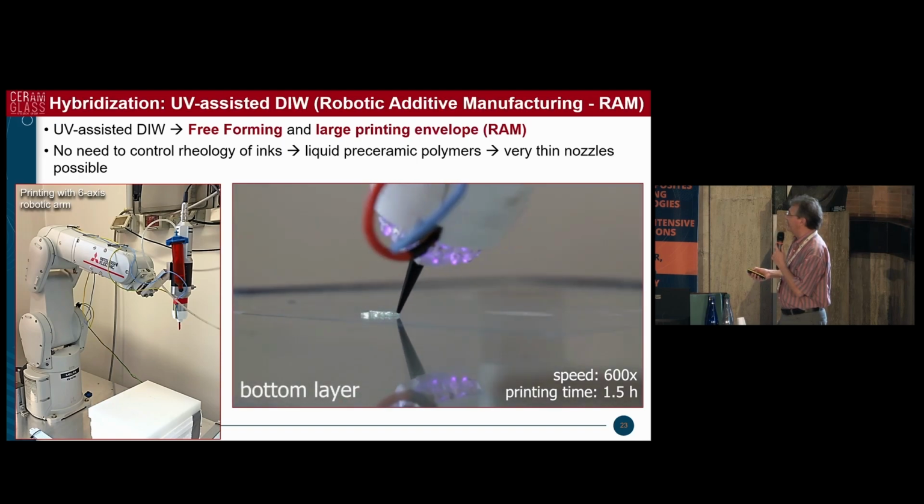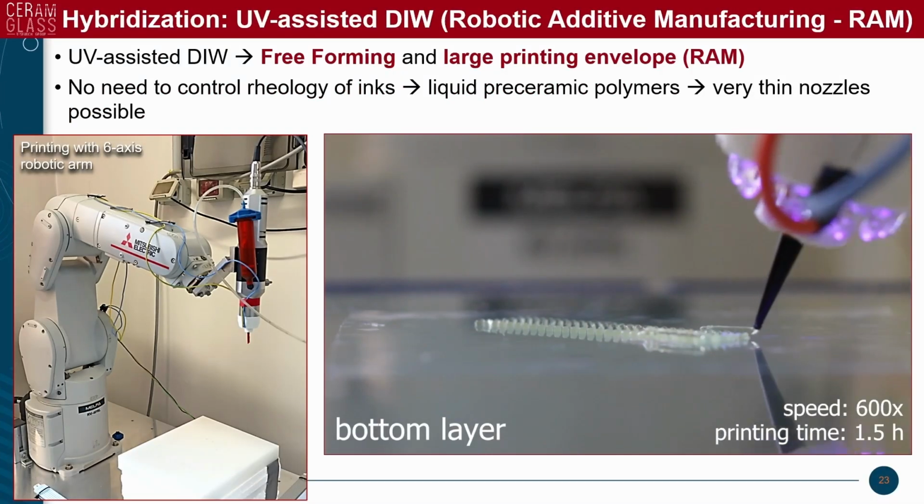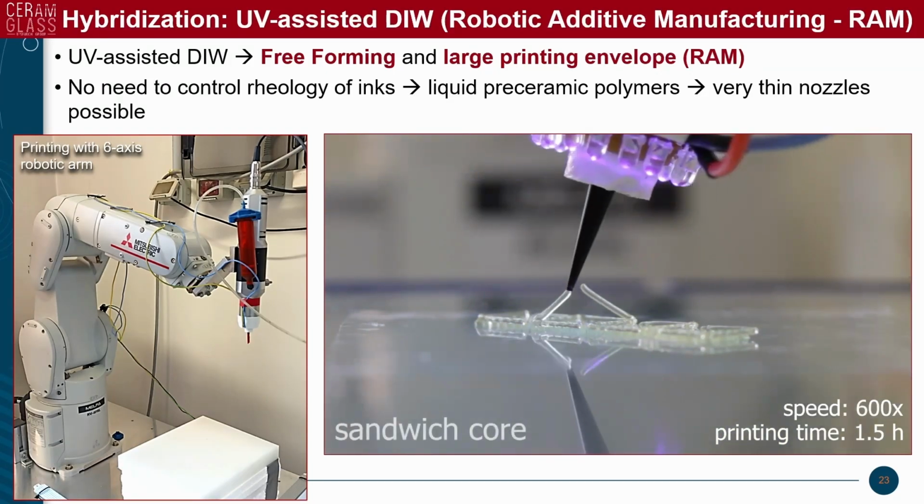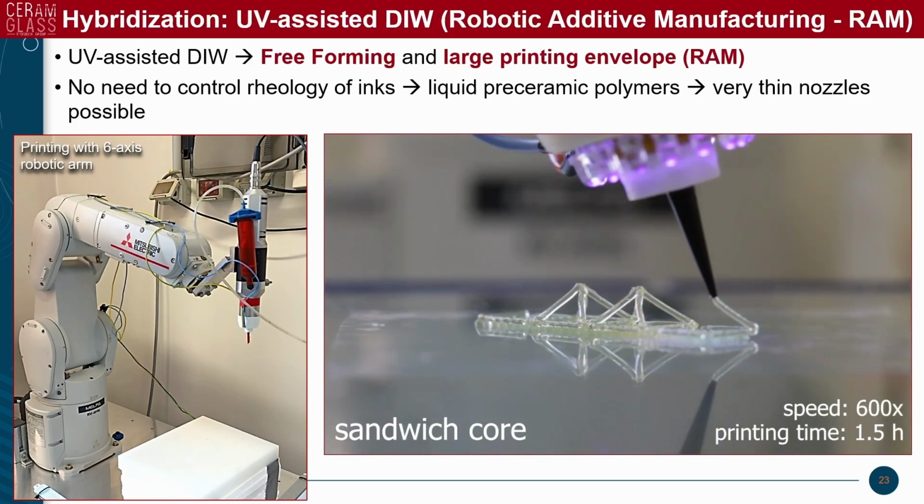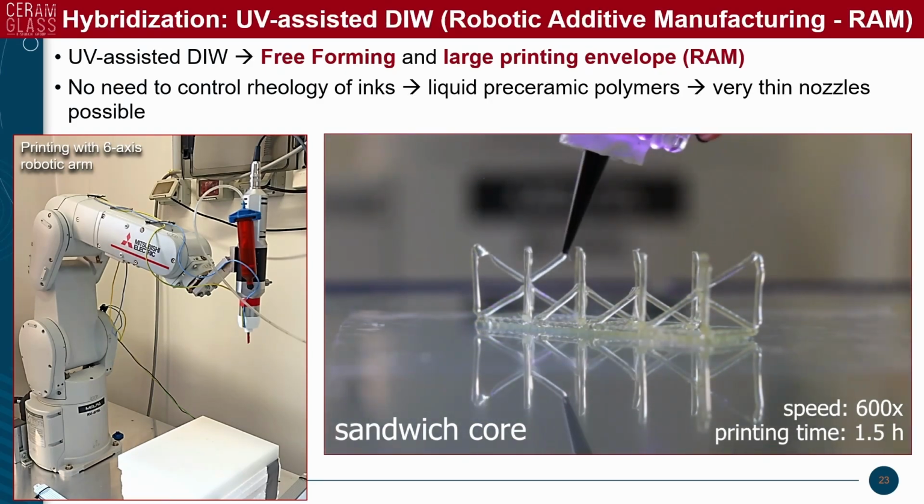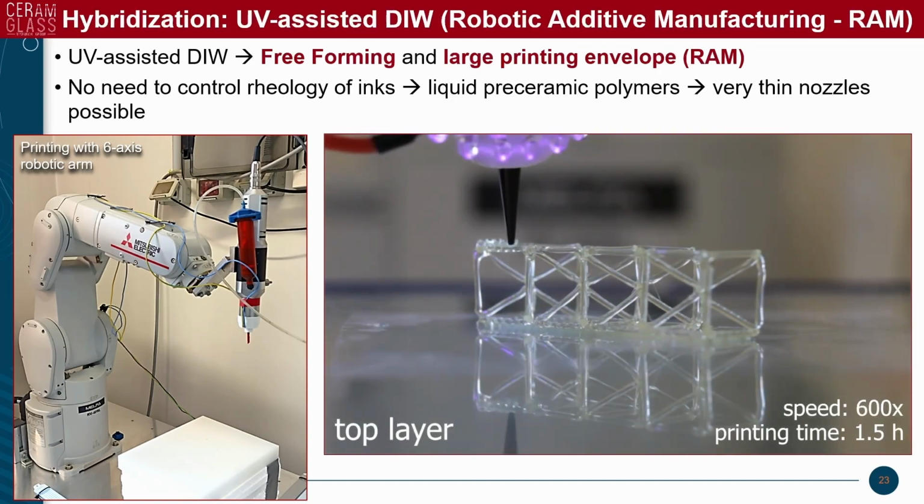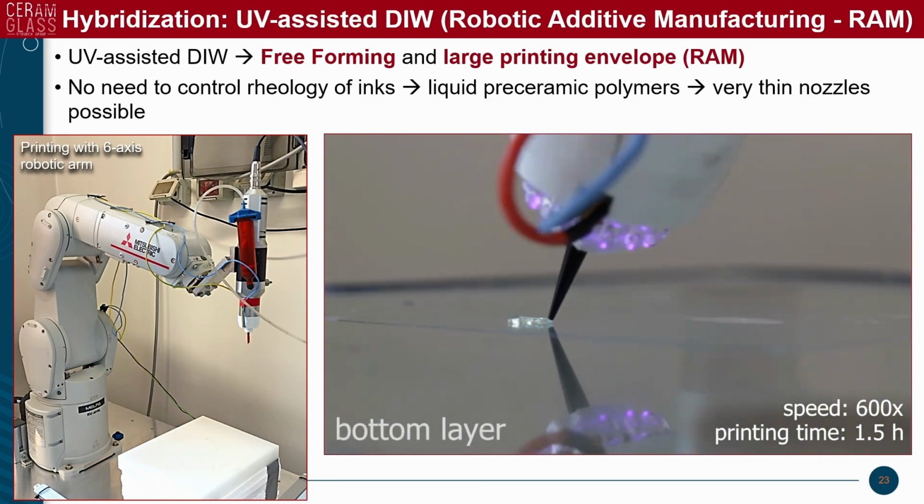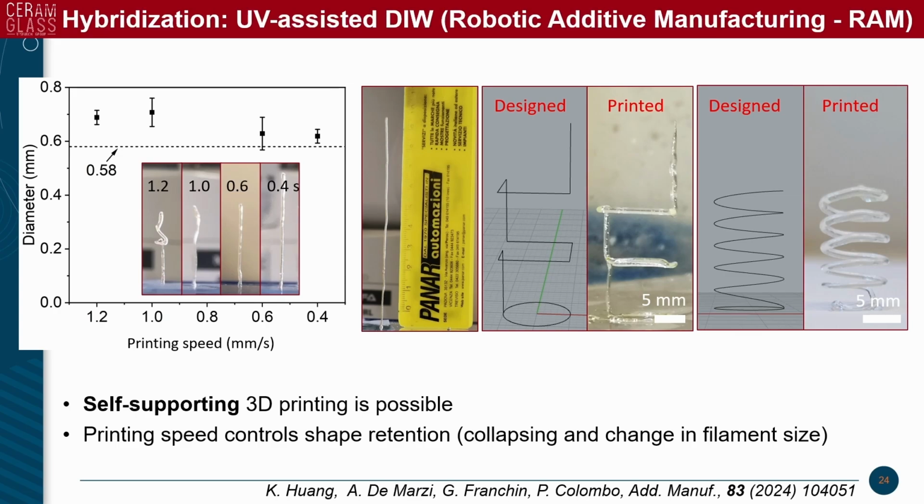So we are also doing robotic arm manufacturing, and we have developed a system where we do UV-assisted direct writing. So while we are printing, we are irradiating the system that obviously contains a photopolymer, and we can do free-forming, and we can generate structures that you wouldn't be able to obtain using conventional direct writing technologies, like this sandwich with octahedral cores. And so you can see here that with this approach we can do free-forming.